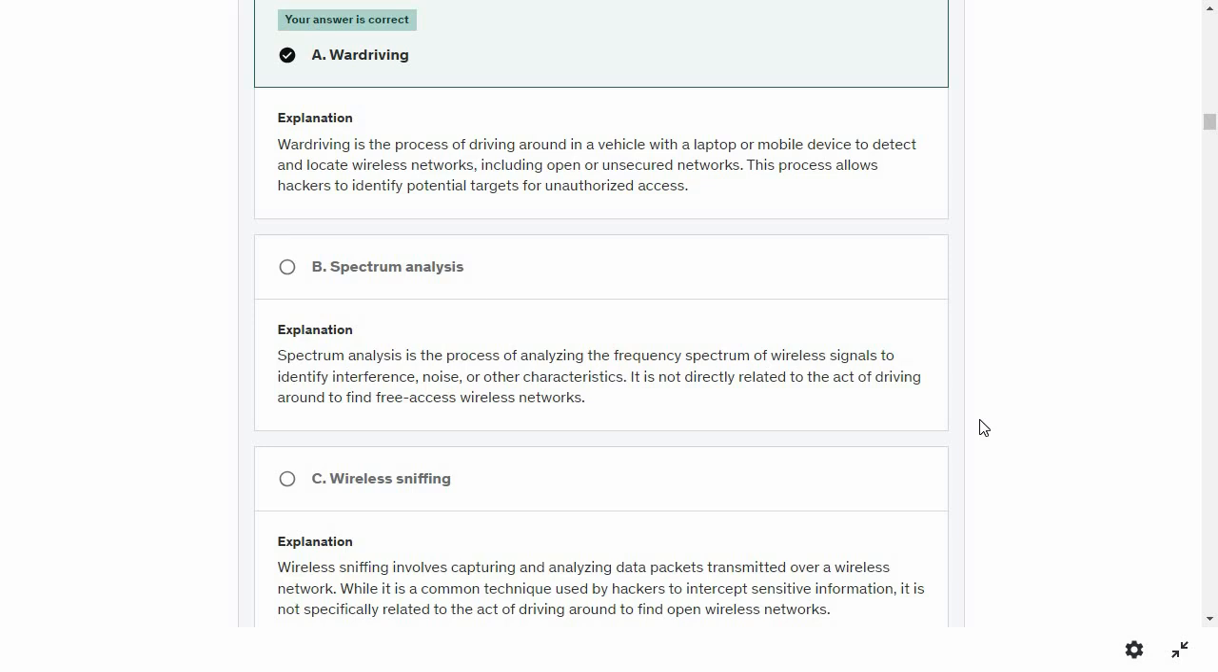Spectrum analysis is the process of analyzing the frequency spectrum of a wireless signal to identify interference, noise, or other characteristics. It is not directly related to the act of driving around to find a free access wireless network. So this is not a correct choice for this scenario.